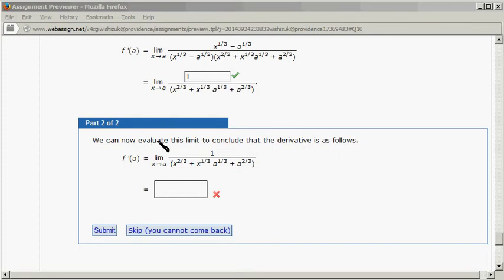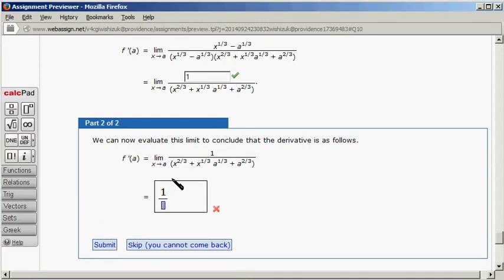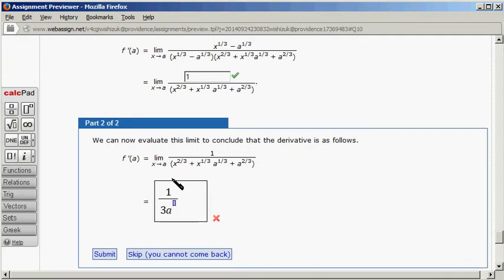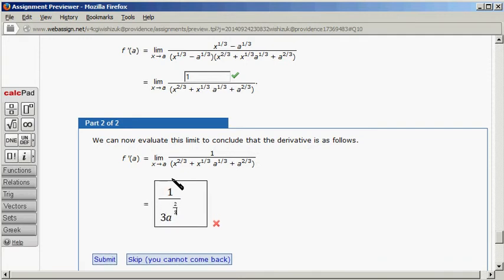Now we can evaluate the limit by sending x to a. So x becomes a, and you have a to the 2/3 power. a to the 1/3 times a to the 1/3 combines to a to the 2/3 power. And you have 3 of them, so it's going to be 1 over 3a to the 2/3 power. All right, let's submit.